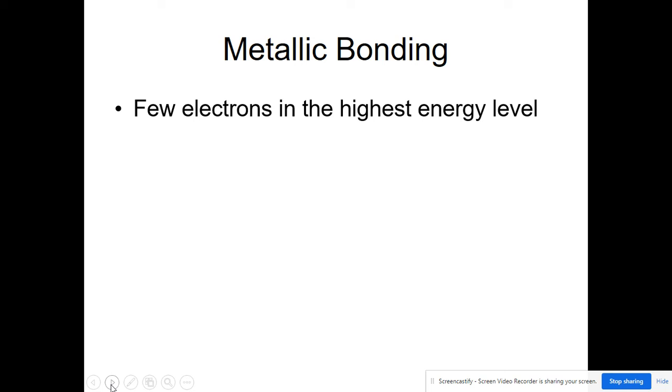With metallic bonding, what we see is we have a bunch of metals, and if you think about your transition metals, they have a lot of electrons in the d sublevel. Before that, if you look at zinc, copper, nickel, all those, they only have 1 or 2 electrons in the s sublevel. So essentially, they have very few electrons in the highest energy level.